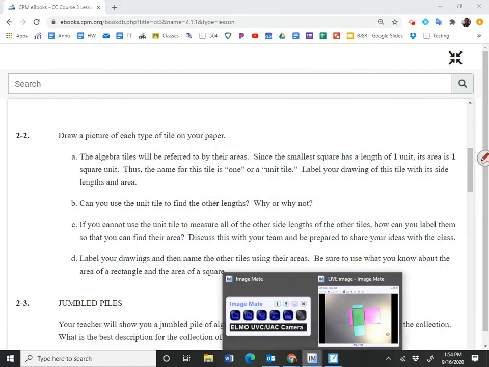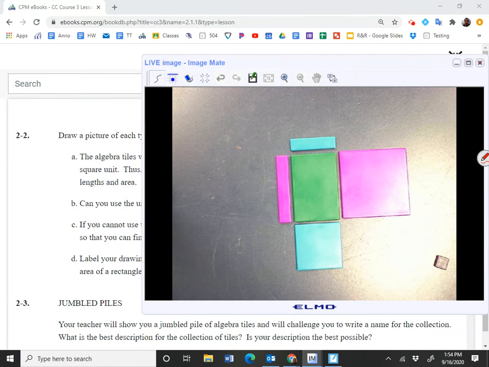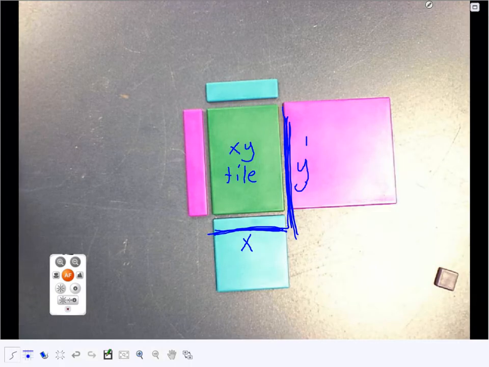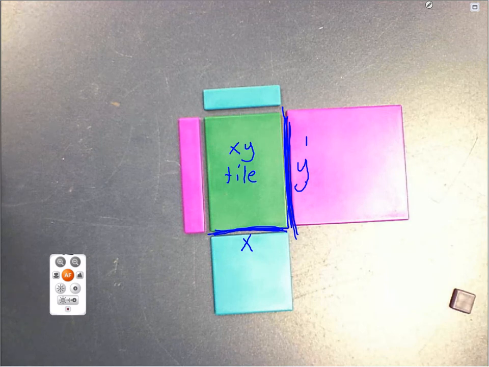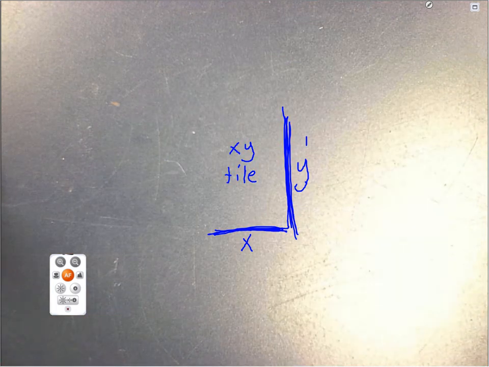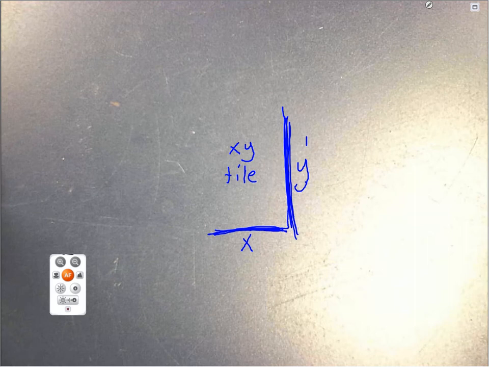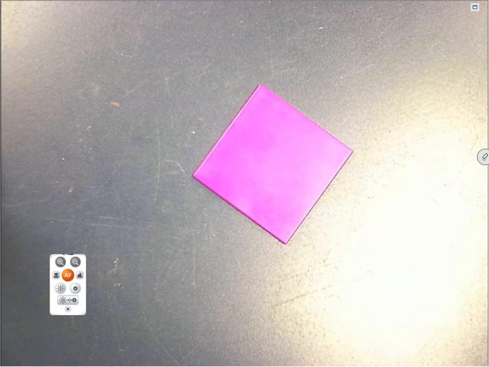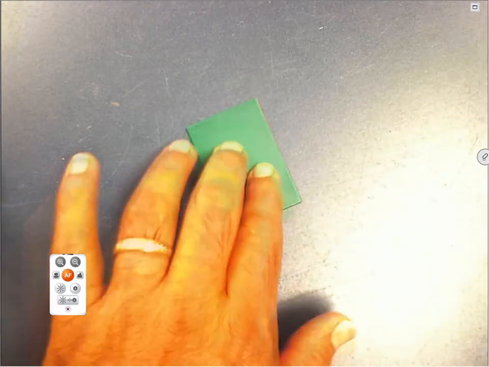So let's see how good you are at identifying them, okay? You should be able to, if I just go right here and say, hey, what is this tile? You should be able to tell me that is a y squared tile. All right? And then if I say, hey, what is this tile? You should be able to say that's an x tile. This one, xy tile.